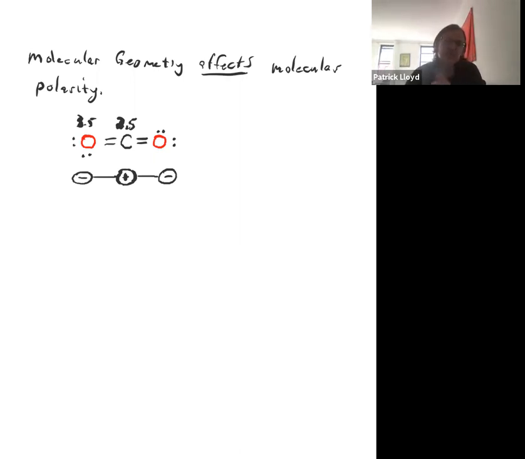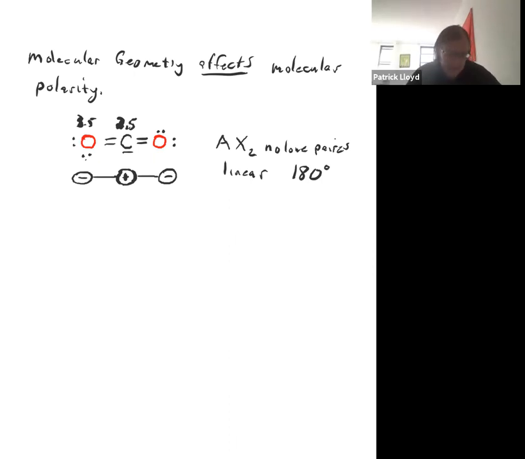Now let's look at the shape of the molecule. We've got a central atom, and we have two surrounding atoms, right? That's the notation we talked about the last couple of days, AX2. No lone pairs. So that is linear, right? The shape is linear and the angle is 180. So carbon dioxide is a linear molecule.